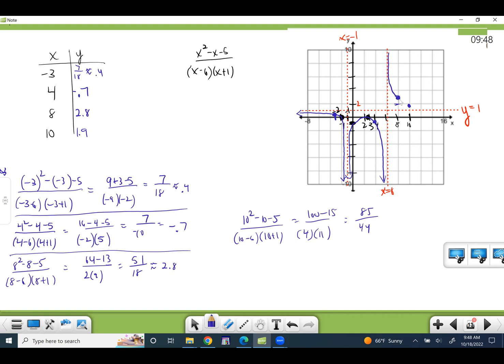I'm sorry it's so messy. This board makes me look way messier than I already am. Okay, so something like that. Let's go in and graph this guy and see if we're right.